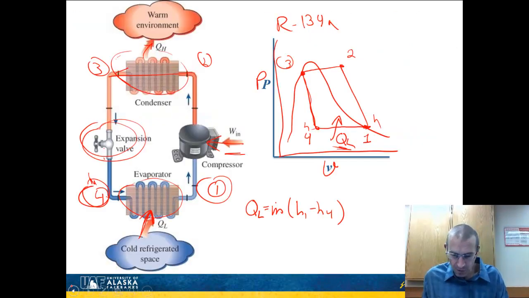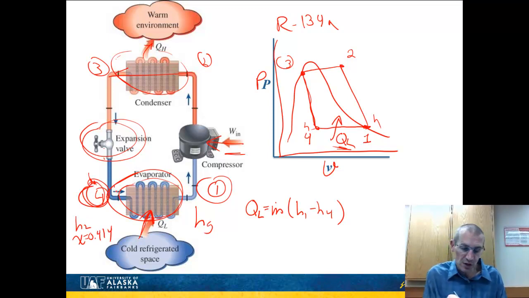Let me just jump back here to this picture again to see. What we did now is we just did an energy balance over this evaporator. We said this was H sub G at 100 kilopascal. This right over here was H2, which had a mixture, and it was 0.414. So we used those conditions to determine what our cooling capacity was.